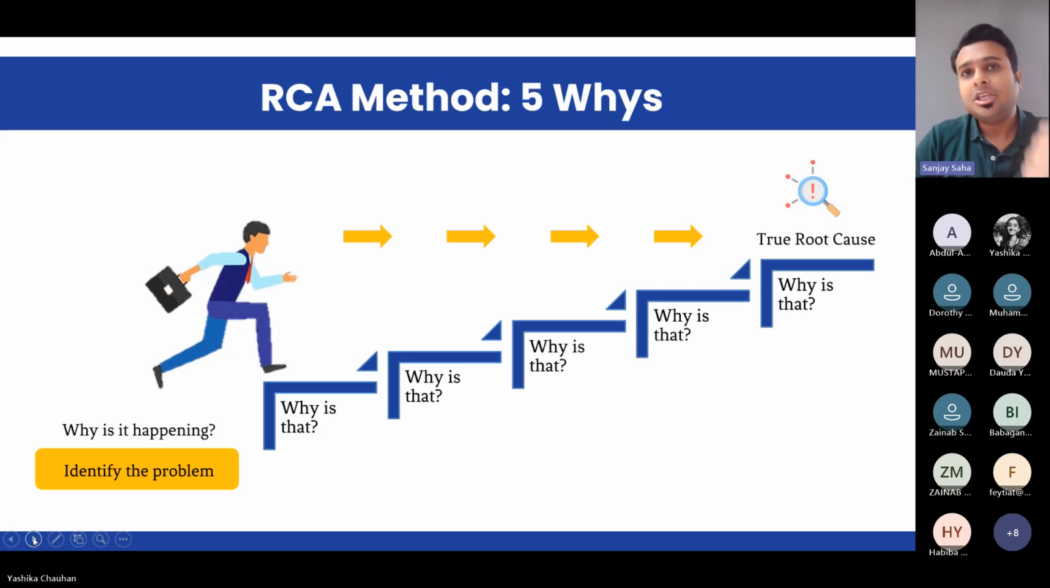Okay, so you have to keep asking the right question at each level. So why is this? Then you get an answer. Then you ask, okay, if this was the cause, then why is this happening? So if you ask the right question at each level, only then you get the right answer. If your question is not correct, your answer may not be correct. So it is very important to ask the right question when you are doing root causing using 5 whys method. Next slide.